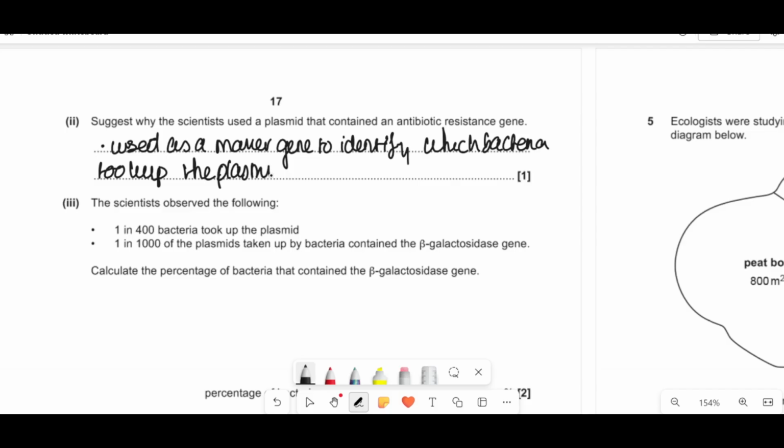Because remember that the plasmid is what's being taken up. Now they have an antibiotic resistance gene. You need to think, why would they want that in the plasmid? And there you go. The only reason is so you can identify which ones actually took up the plasmid, because if it didn't, it'd die.